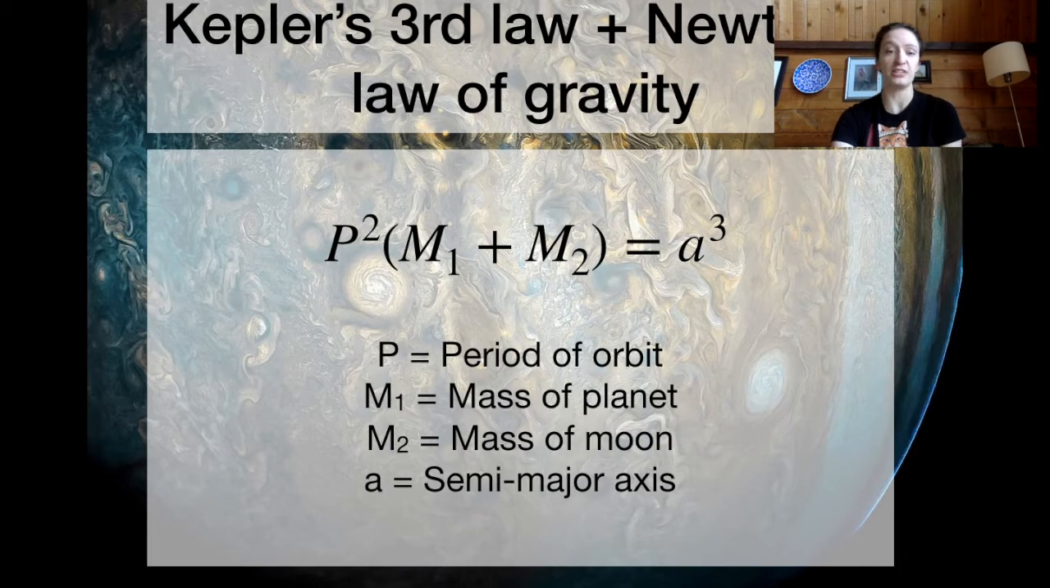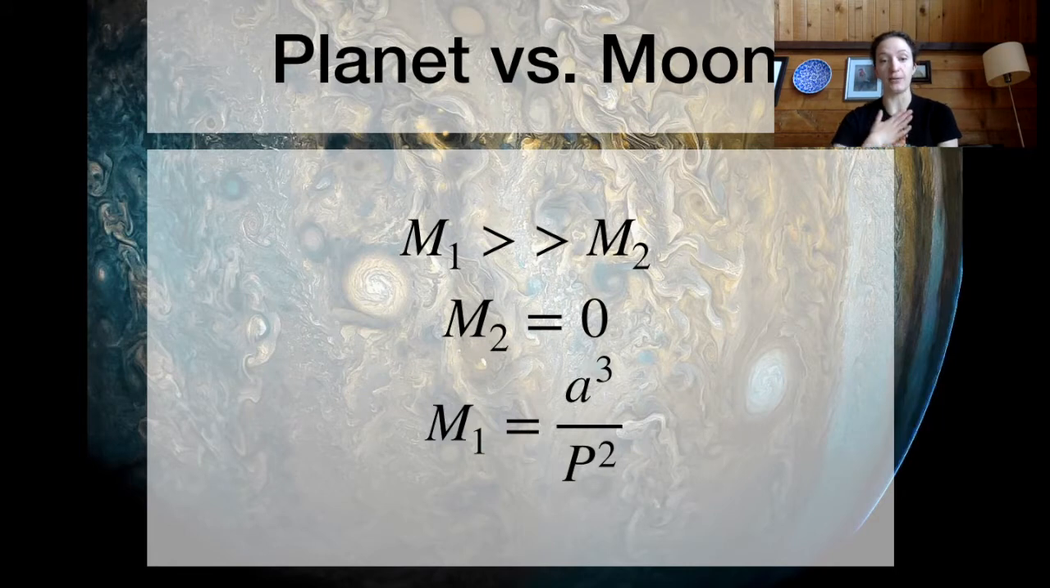Now we can further condense this down to what we're actually going to be using in this lab if we assume that your M1, which is your planet, is significantly greater than your M2, meaning your planet is significantly larger than your moon.